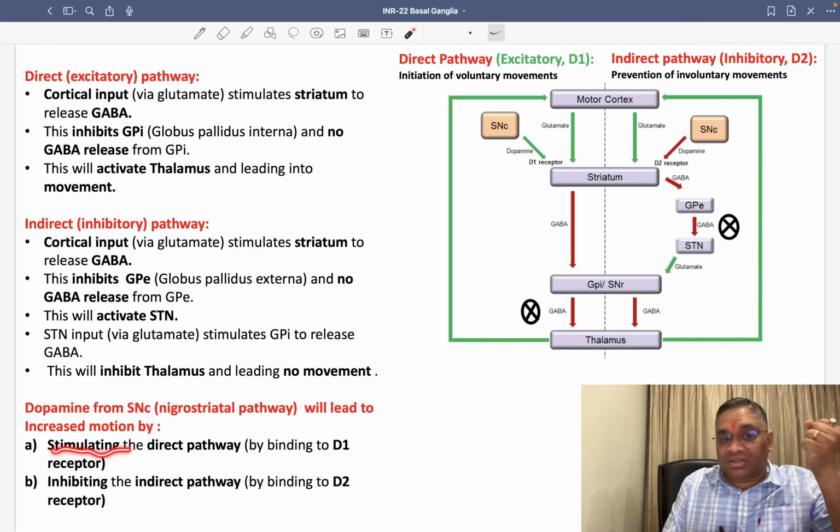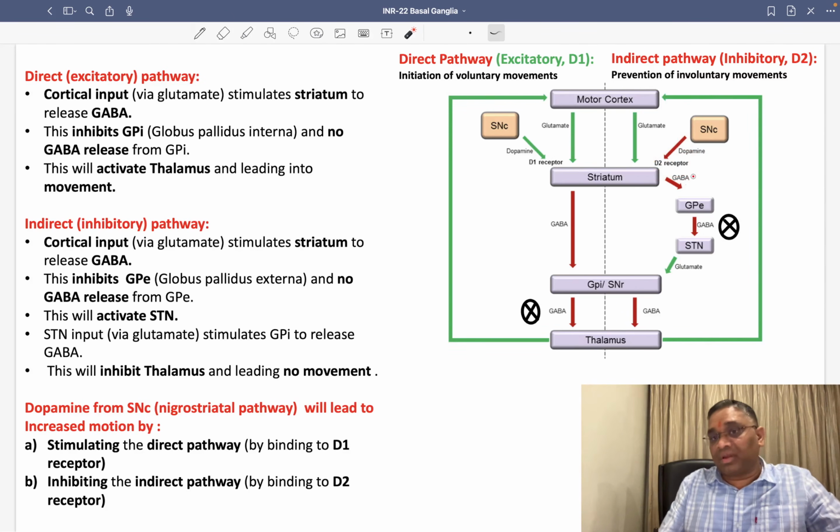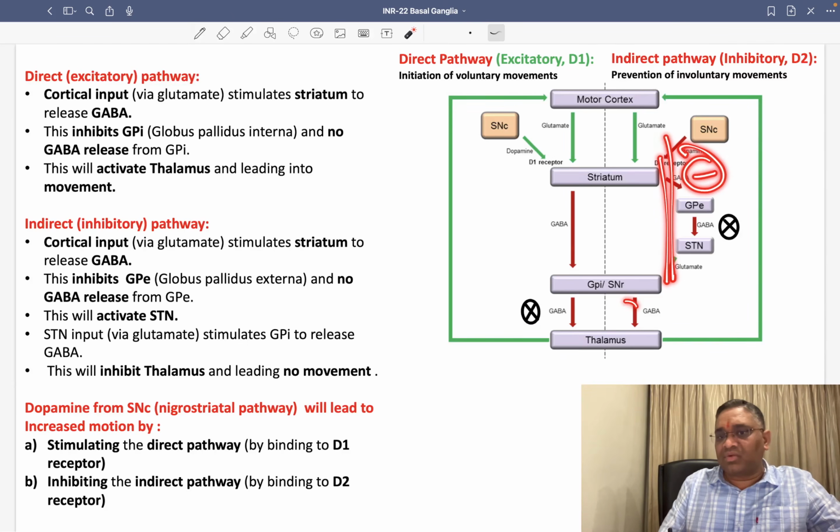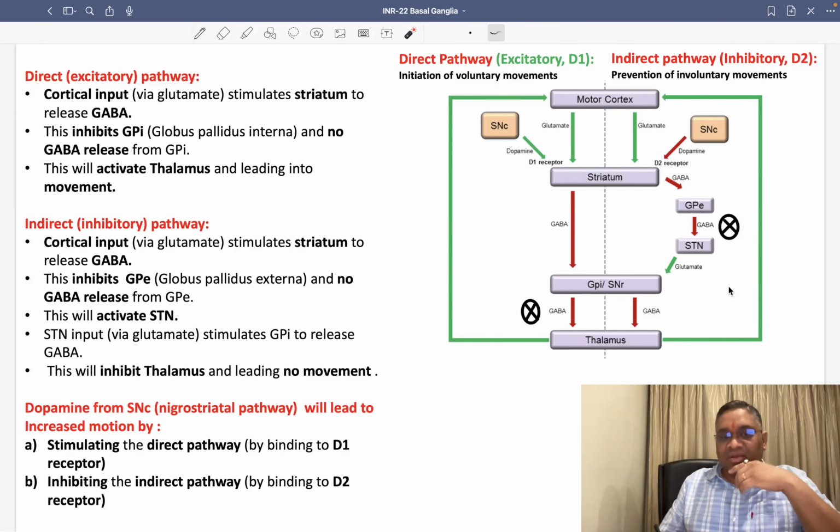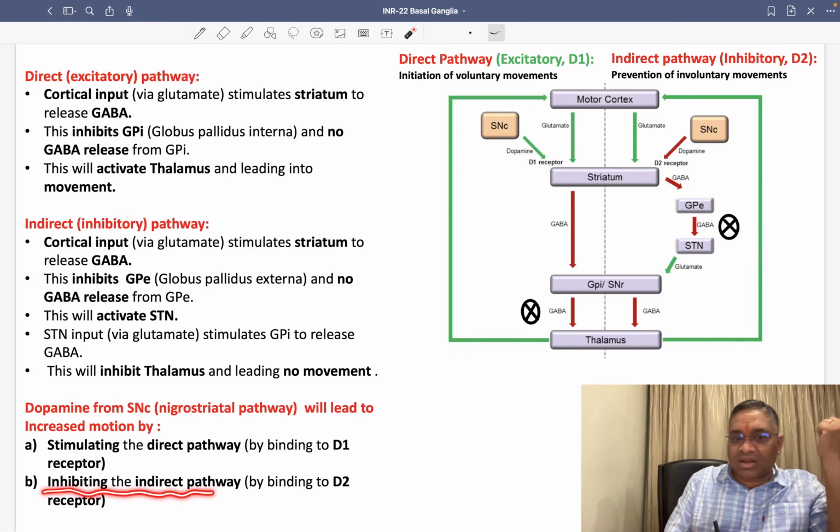How? By stimulating the direct pathway by binding to the D1 receptor. As I said, they will bind with the D1 receptor and activate the direct pathway, or by inhibiting the indirect pathway by combining with D2 receptors. So they will inhibit this pathway. What will happen? This will be gone, right? If this is gone, then what will happen? The thalamus will be activated, right? So that is what it is: inhibiting the indirect pathway by binding to the D2 receptor.